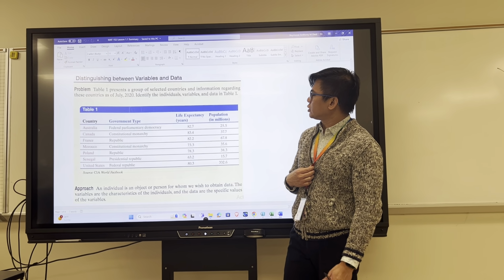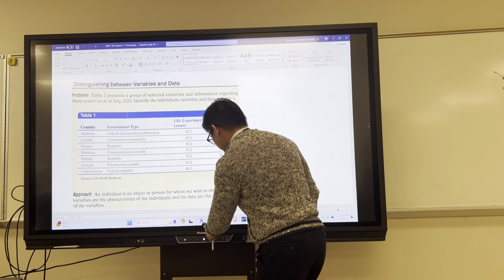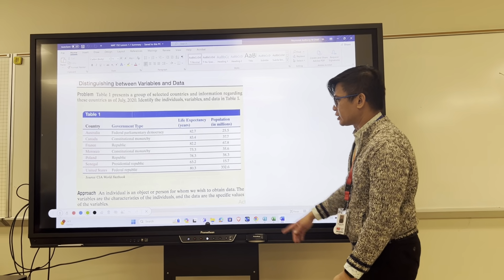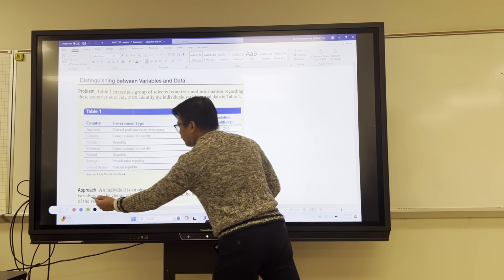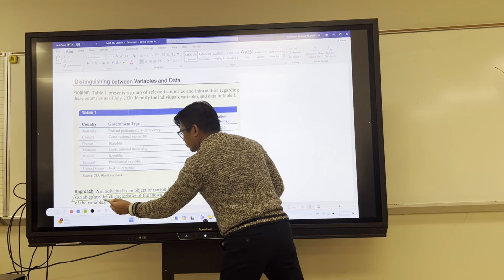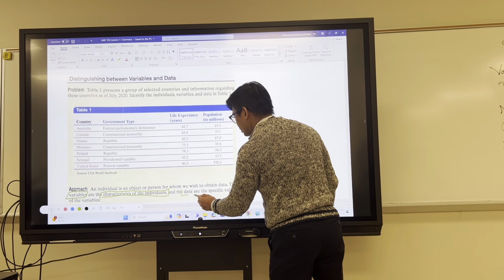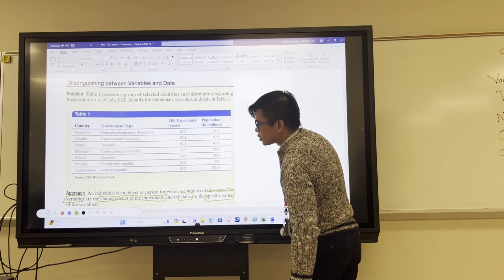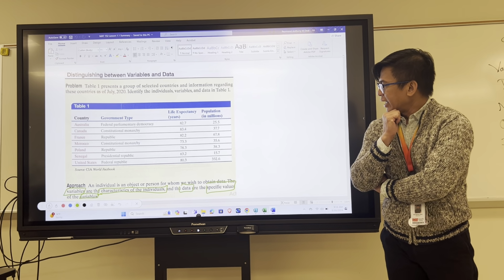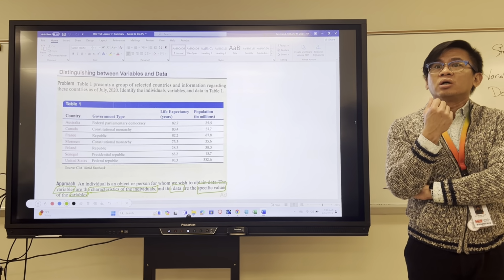So let's consider which ones are variables and which one is data. Let us see the annotation. There we go. So let's see first, what is a variable and what is data? Let's read here. It says that the variables are characteristics of the individual, right? So that's the variables. And the data are the specific values of the variables, right? Good. So the variables are the characteristics, and the data are actually the inputs or the values for such variables.